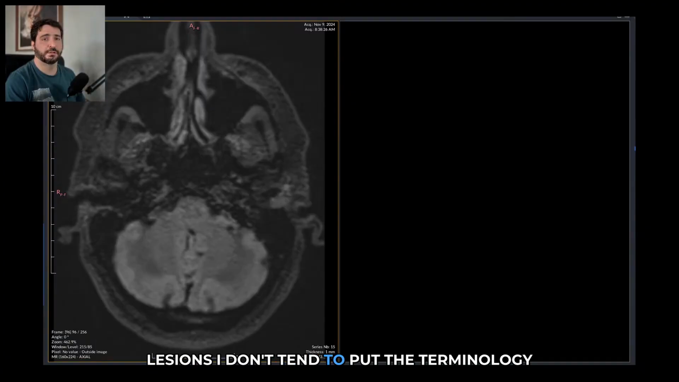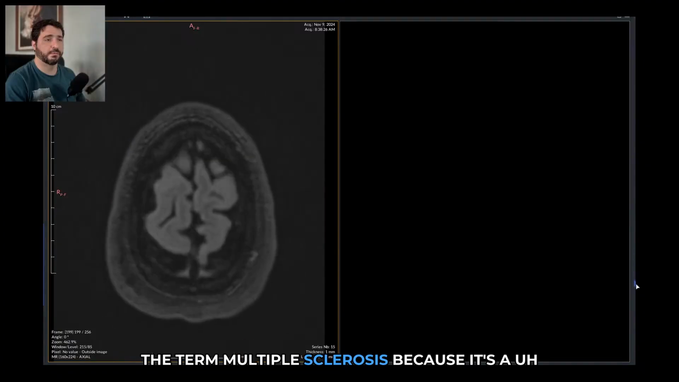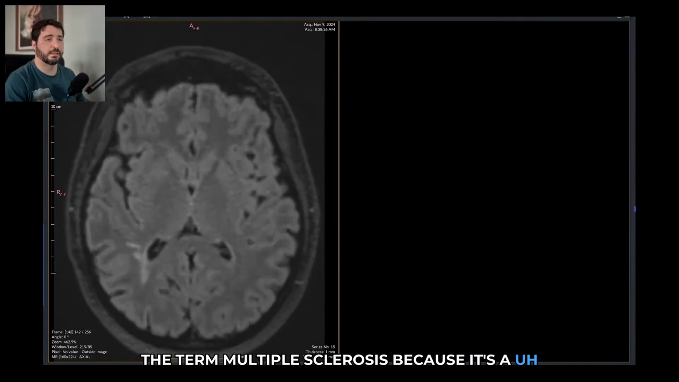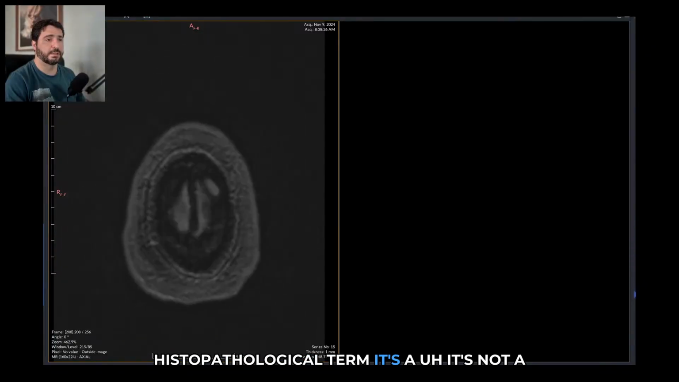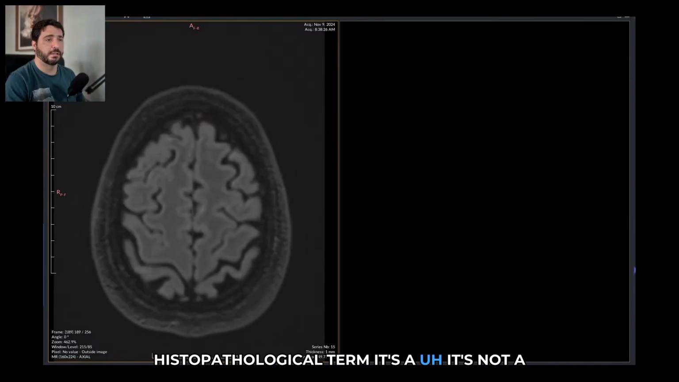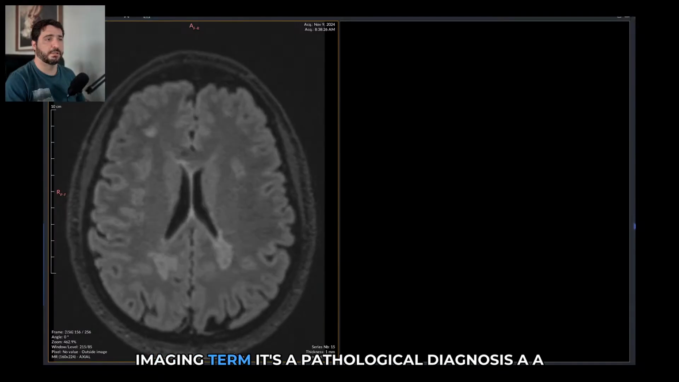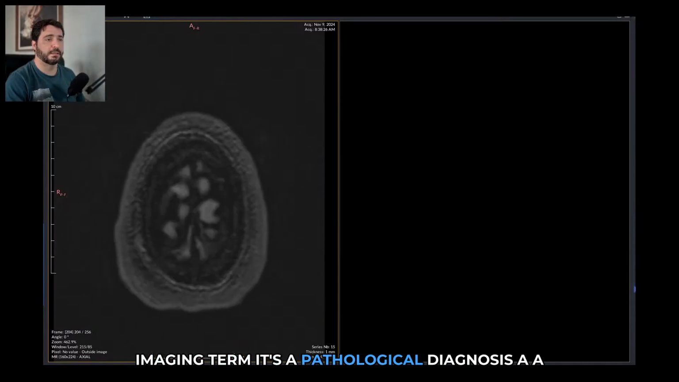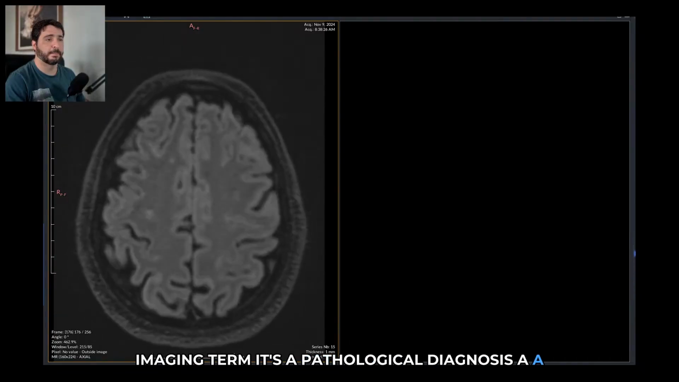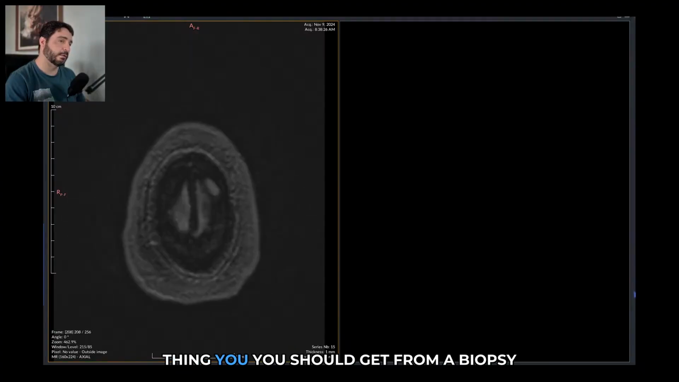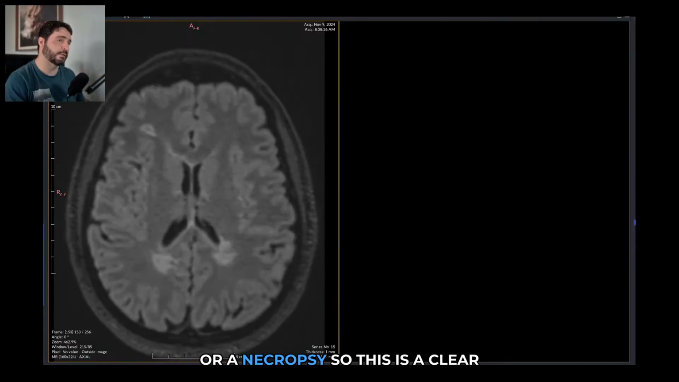I don't tend to put the term multiple sclerosis, because it's a histopathological term. It's not an imaging term. It's a pathological diagnosis, a thing you should get from a biopsy or a necropsy.